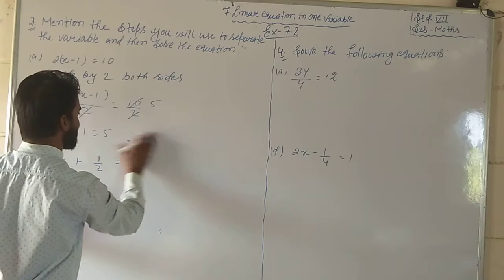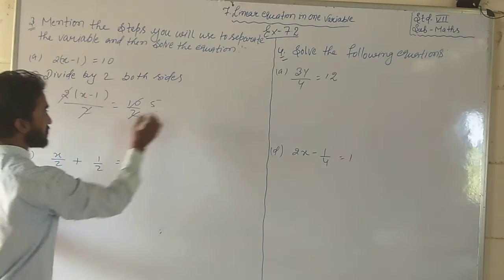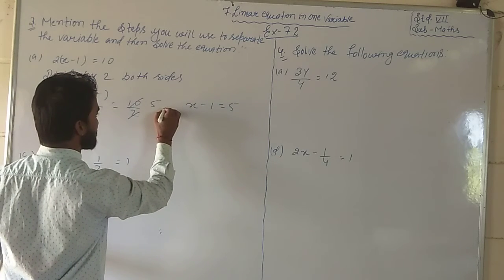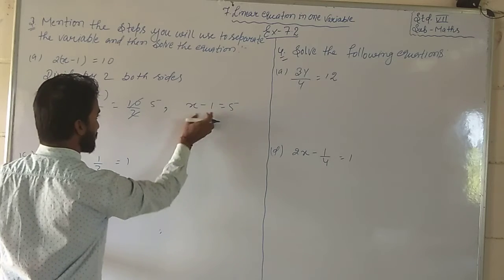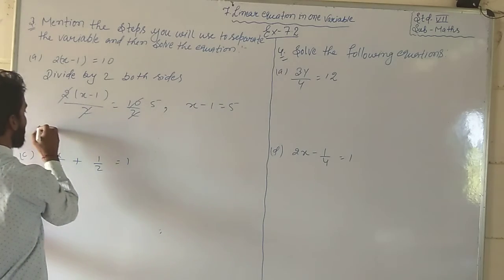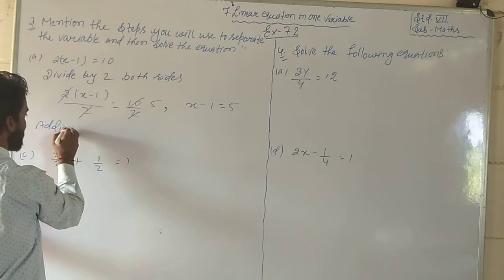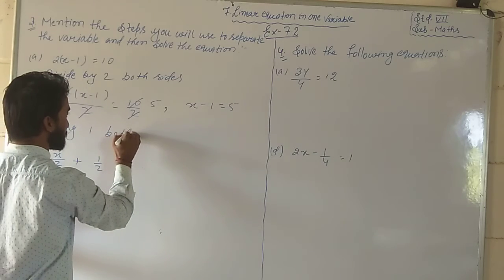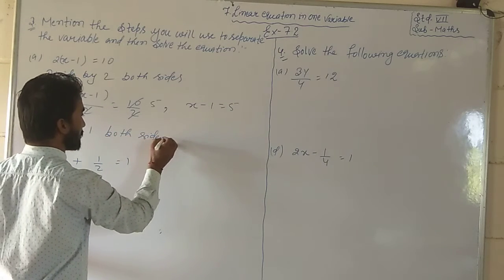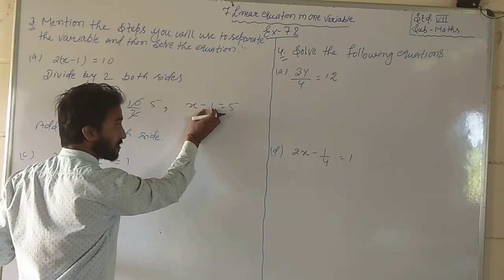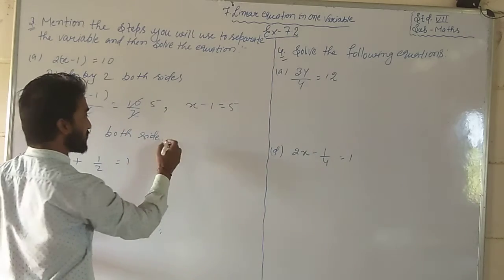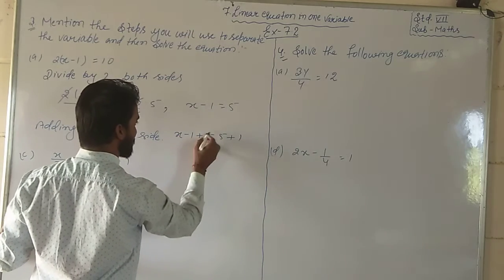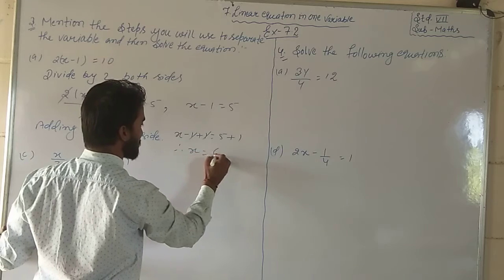So x minus 1 is equal to 5. What will we do now? We will eliminate minus 1, so we add 1 on both sides. Since it is already given as minus, we will add, and then it will cancel. So x minus 1 plus 1 is equal to 5 plus 1. The 1s cancel. x is equal to 6.